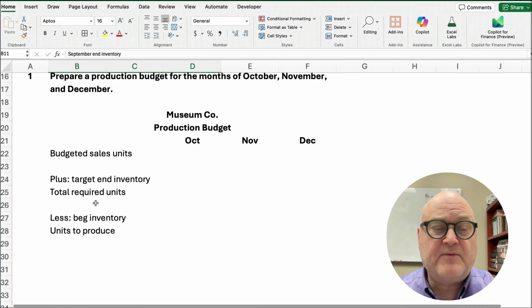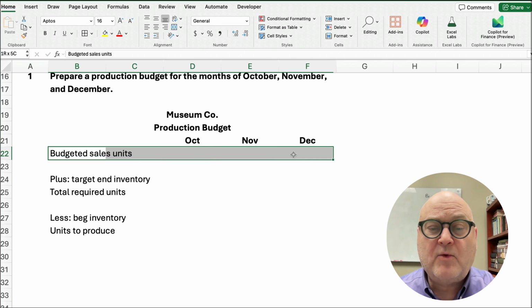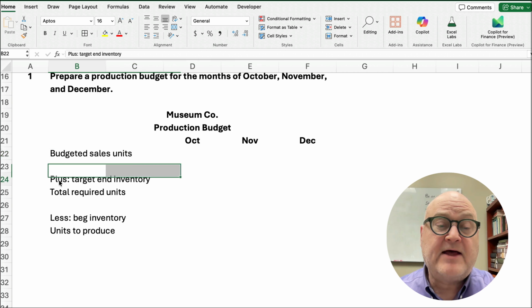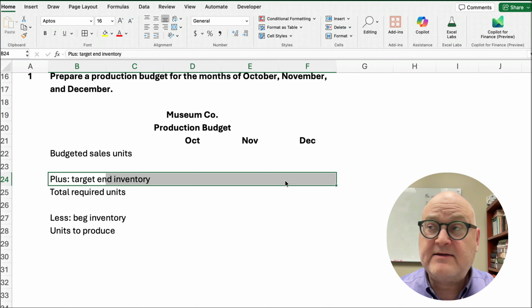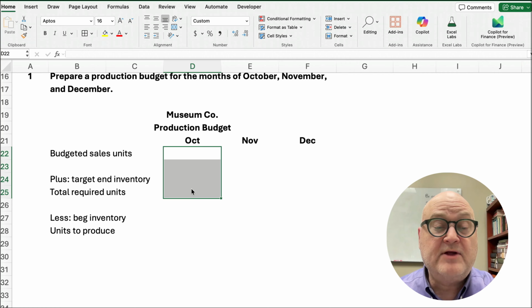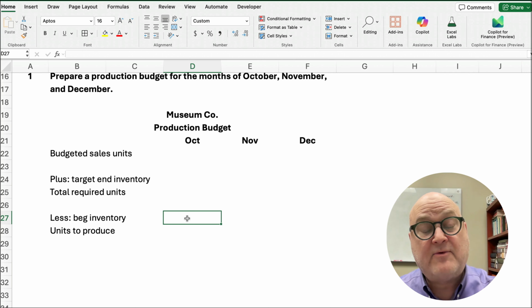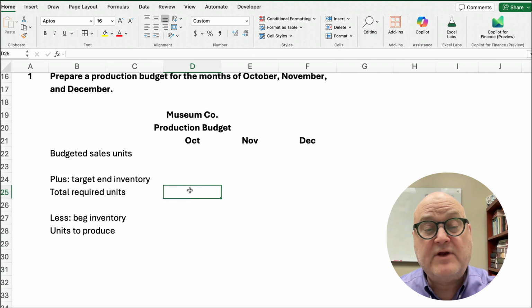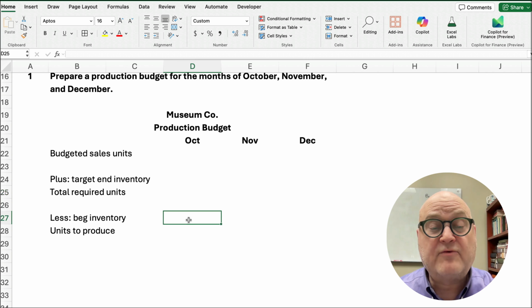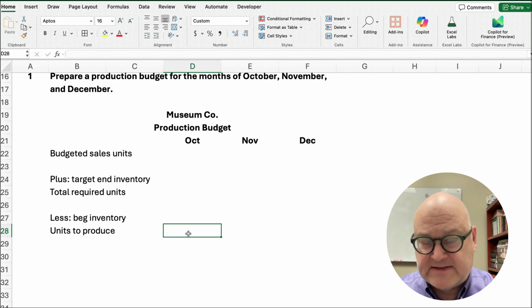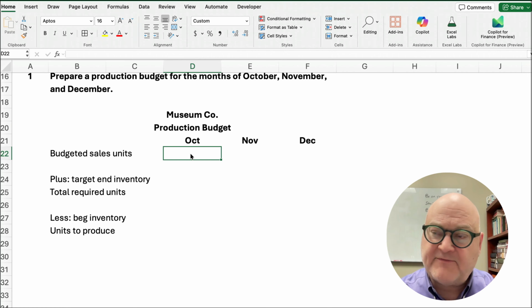So here's what we're going to do. We're going to calculate our budgeted sales, which is given, and then we're going to calculate our target ending inventory, that's that 40% number, and we'll add these two together to get required units, and then we'll take out the beginning inventory that we already have. So if we need 1,000 units and we already have 300, we need to produce 700. So let's get started. You have to lay everything out and be really careful.